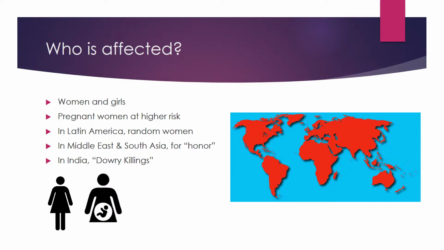In the Middle East and South Asia, women experience femicide due to honor killings. Honor killings are the murder for an assumed or an actual sexual or behavioral transgression. In India, femicide manifests itself as dowry related. This is when conflicts related to dowry lead to a woman's death. It is also known as dowry killings.